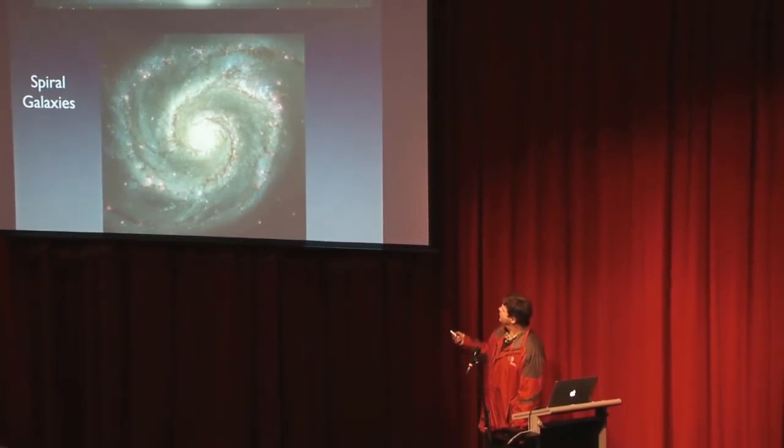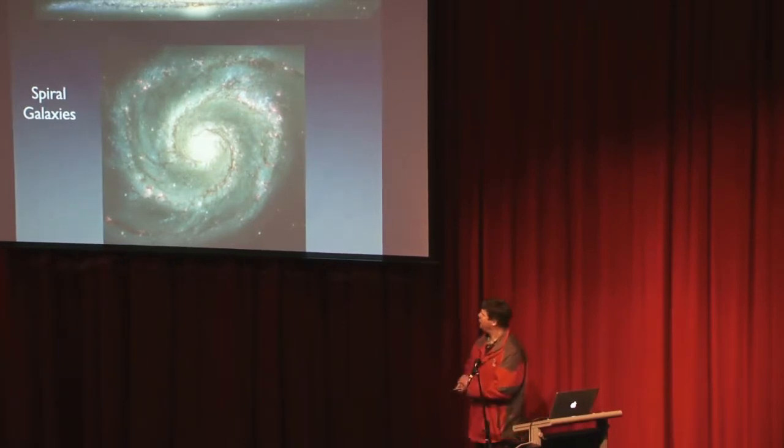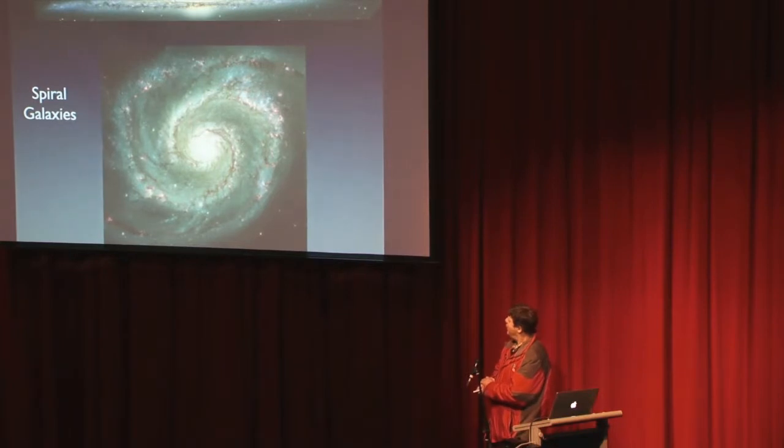It's looking from the top, and looking from the side, it looks a bit like a fried egg, a little bulge in the middle. Now, this isn't our galaxy. This is another galaxy called Messier 51, or the Whirlpool galaxy. If it was our galaxy, then it's quite similar. Our sun would be out somewhere here in one of these arms.